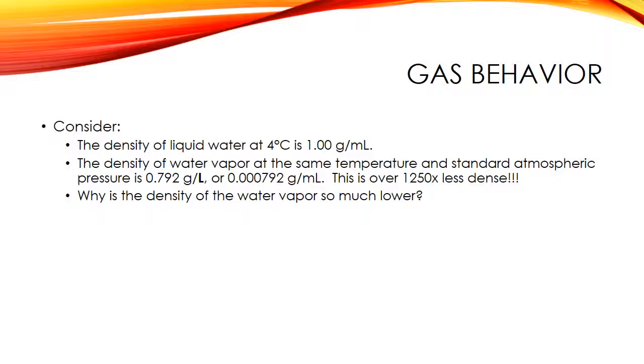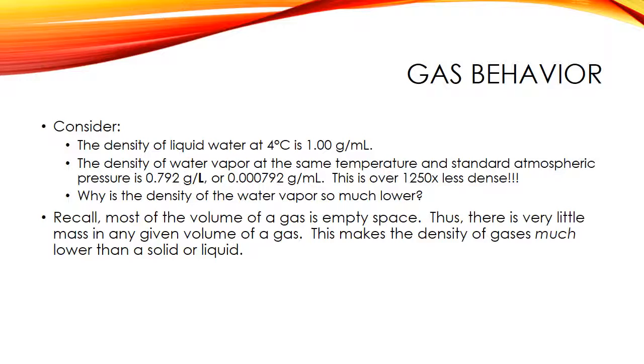So if you recall our kinetic molecular theory and the points that we made on that first slide of the lesson, you'll recall that most of the volume of a gas is empty space. There's nothing there. So when we have water vapor, there's very little mass in any given volume of that water vapor, or for any gas for that matter. Thus, the density of a gas is way, way lower than that of a solid or a liquid, simply because there's so much empty space between the particles.